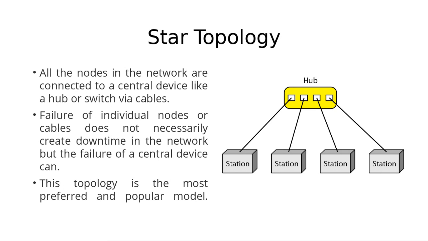But if the hub fails, if the central device fails, then it could lead to the failure of the whole network. So this topology is one of the most common because it is very easy to implement, but it does have its limitations, that is the one I have discussed, that failure of the central device can lead to the failure of the entire network.